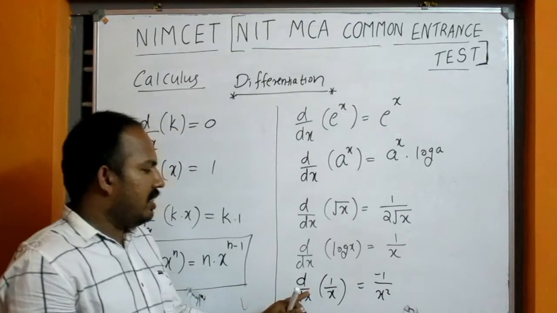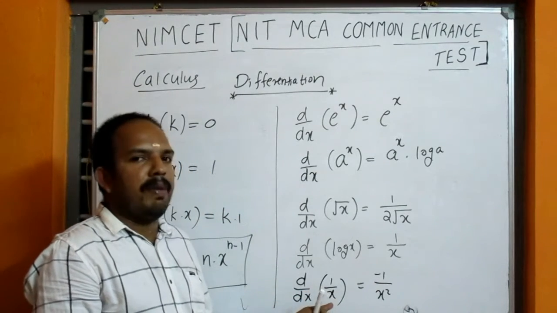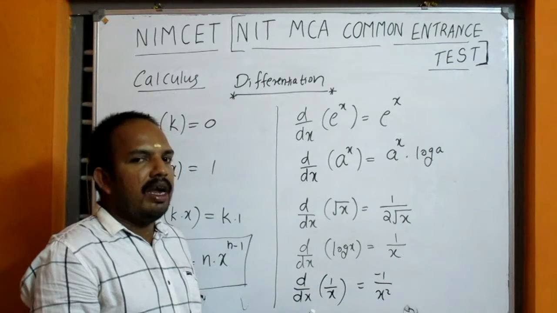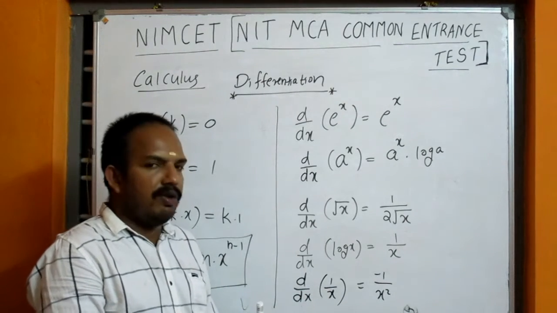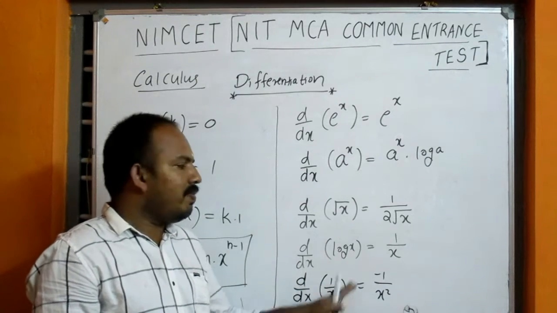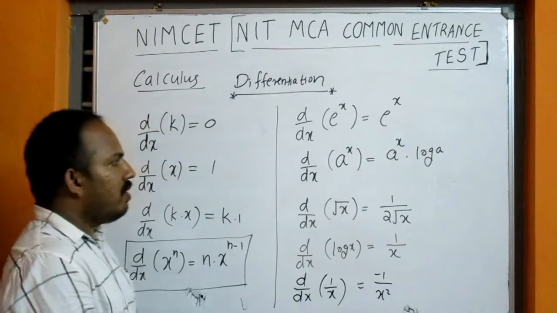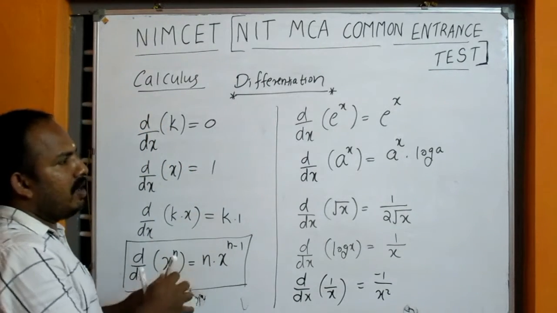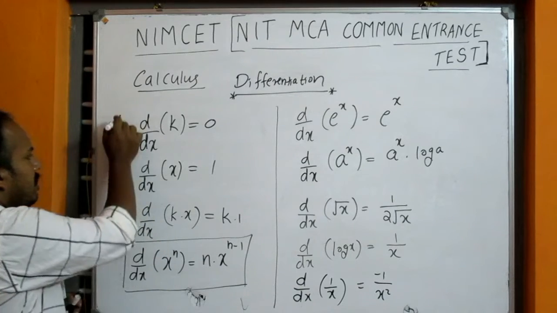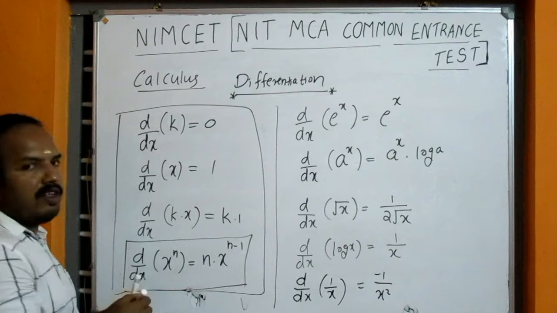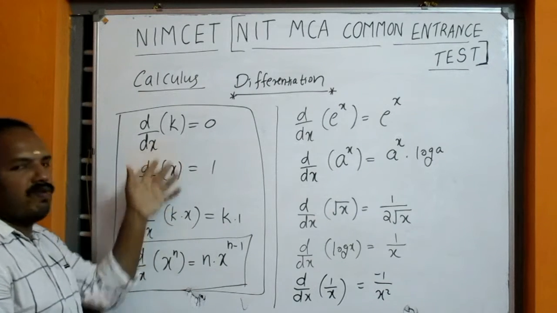This formula is very useful in application of differentiation. That's why I am writing this formula. D by dx of 1 by x equal to minus 1 by x square, learn this formula by heart. So if we study this topic, just group the formulas. First, group four formulas. So first you study these 4 formulas.